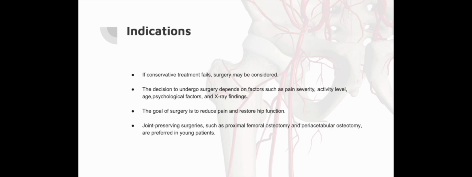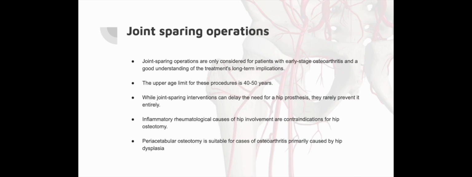Surgical procedures like proximal femoral osteotomy and periacetabular osteotomy can slow the progression of the osteoarthritis. Joint sparing operations. Hip arthrodesis, or fixing, is a primary treatment for coxarthrosis that is only rarely used today. It is still a good option for very young patients with serious hip problems, but it is often difficult for patients to accept the idea of a stiff hip.